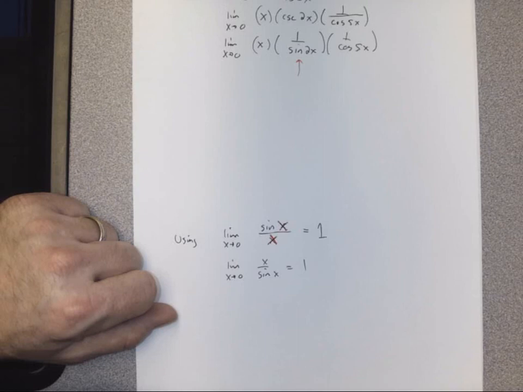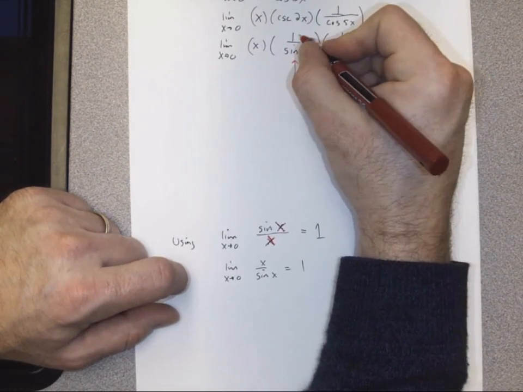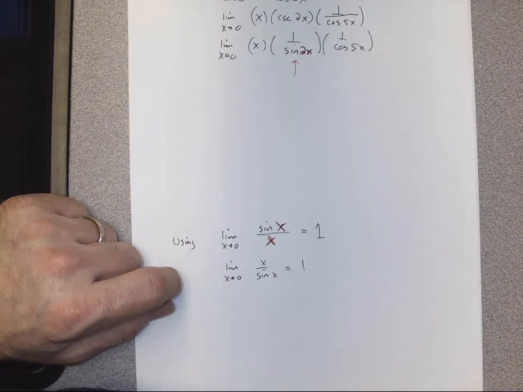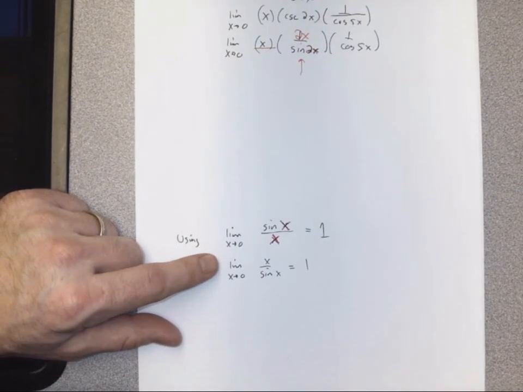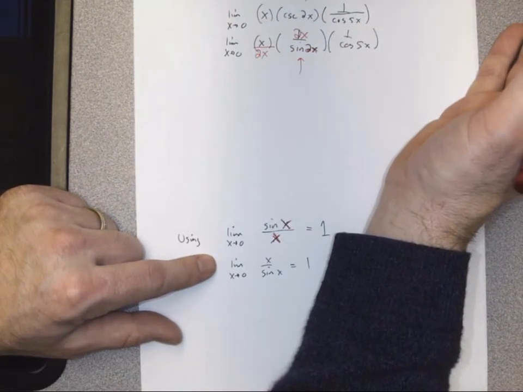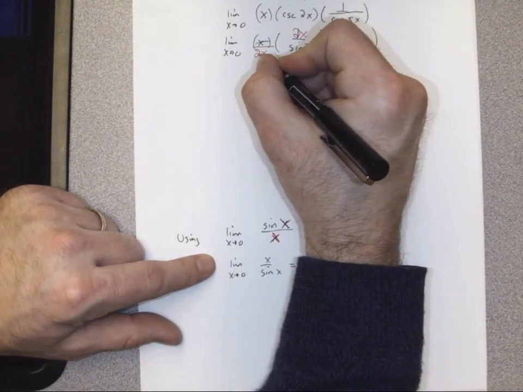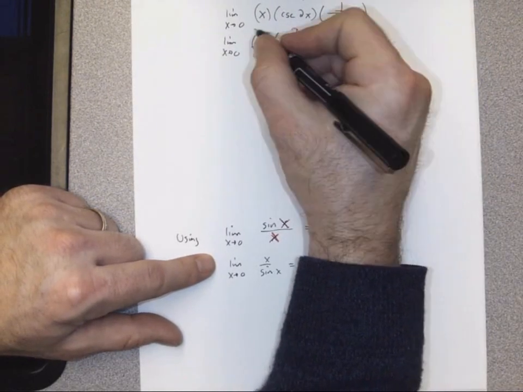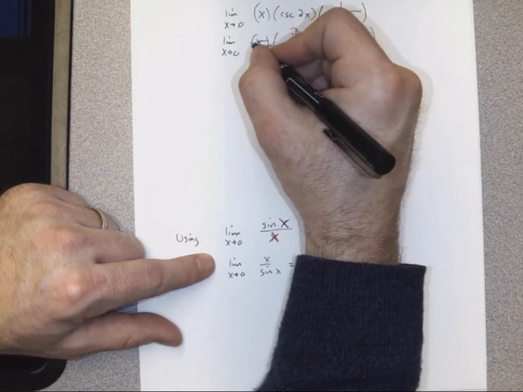Well, if I have a 2x right here, what do I want on top? A 2x. So if I put a 2x on top here, what must I put on bottom over here? A 2x. Because I have to multiply by 1, right? Okay. What's nice is over here these x's cancel, right? What's this equal to on this part right here? A half, because there's still a 1 on top, right?